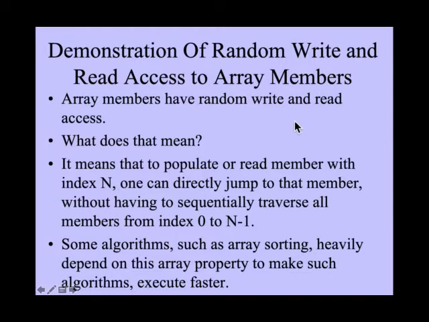Array members have random write and read access. What does that mean? It means that to populate or read the member with index n, one can directly jump to that member without having to sequentially traverse all members from index 0 to n minus 1. Some algorithms, such as array sorting, heavily depend on this array property to make the algorithm execute faster. Towards the end of this course, you will learn about sorting algorithms.